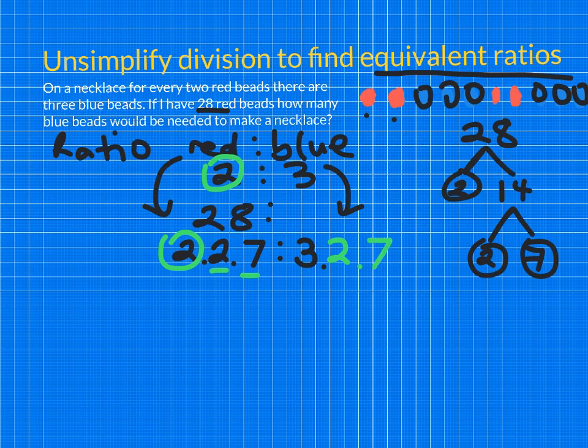Let's see the final answer. 2 times 2 is 4, 4 times 7 is 28, that's what we're expecting here, and 3 times 2 is 6, 6 times 7 is 42. So the answer to the question, how many blue beads would we need? We would need 42 blue beads.